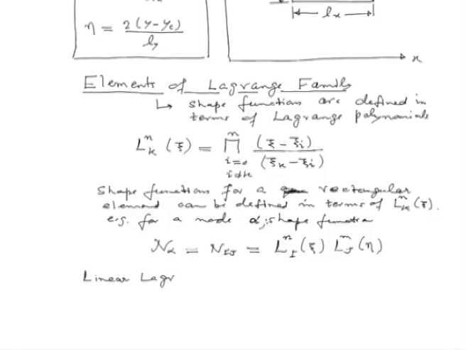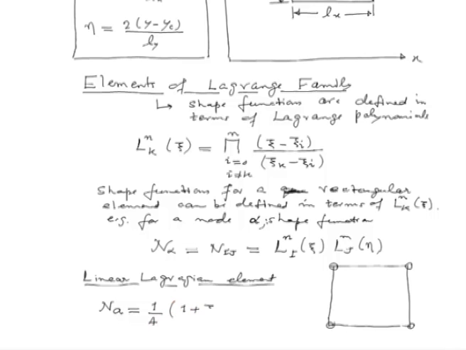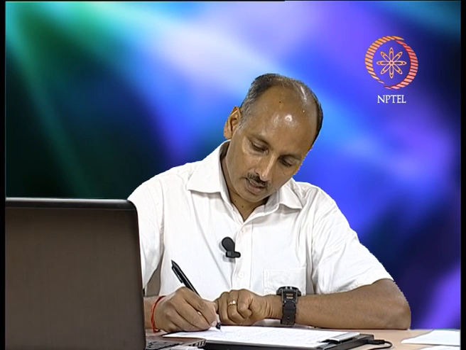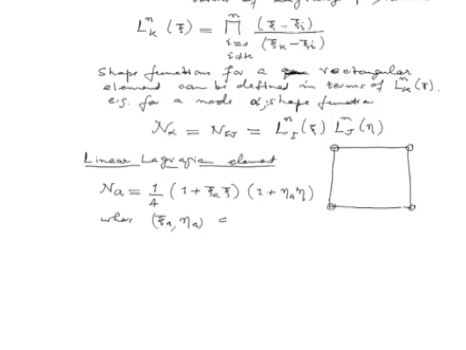So, linear Lagrangian element. Now, this linear Lagrangian element would have basically 4 nodes, at each corner of this rectangle, and the shape function N_a can be represented as 1 by 4 of (1 plus xi_a xi)(1 plus eta_a eta), where xi_a, eta_a are coordinates of node A.